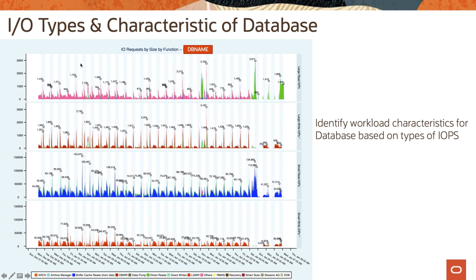Again, this is another chart which shows you IO characteristics. So IO requests by size, and these large read IOPS or large write IOPS or small reads or small write IOPS, they help you understand the workload behavior. For a transactional system, it is going to be more small reads or small writes, versus for a decision support system, you will have large read IOPS or large write IOPS.